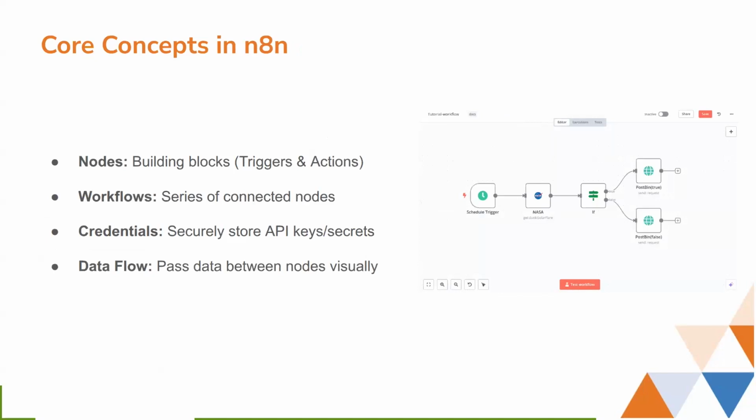The first thing that comes is the node. Nodes are the building blocks. With that, you create the workflows, and workflows are the sequence of connected nodes that define your automation logic. Credentials are used to store API keys and secrets securely within the application. Later on, you can use these credentials through multiple workflows. And the data flow concept is that the data flows from one node to another, and lets you visualize and manipulate data along the way when it's being passed from one node to another.